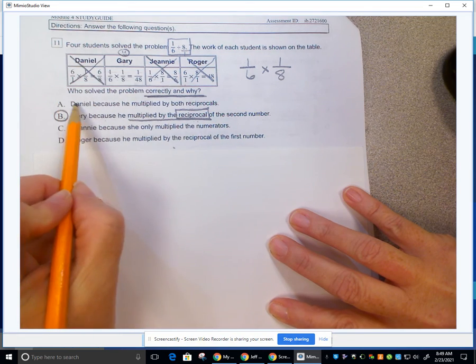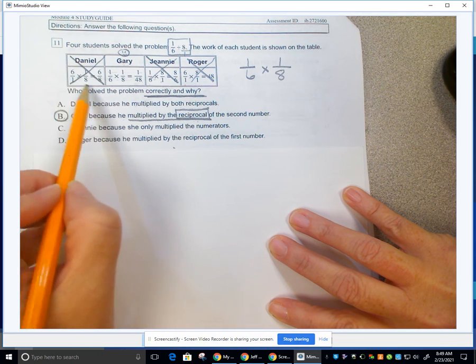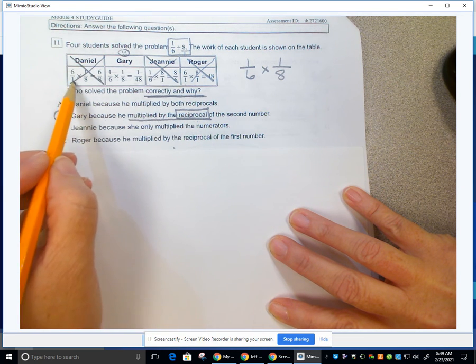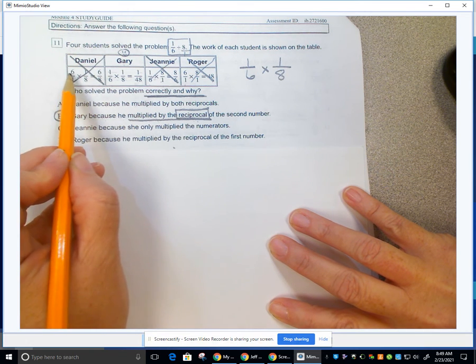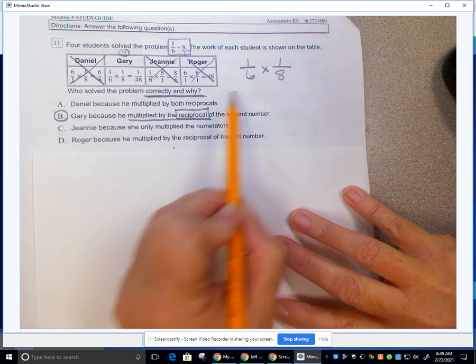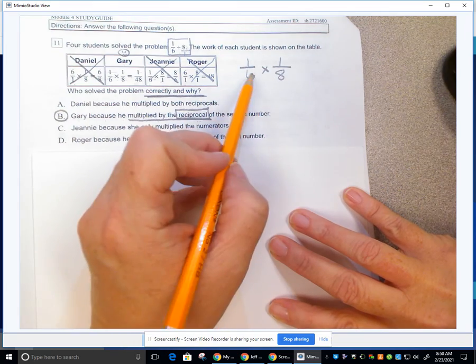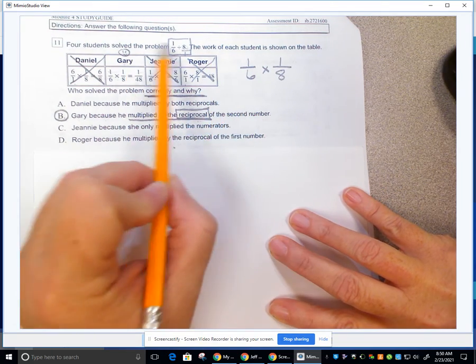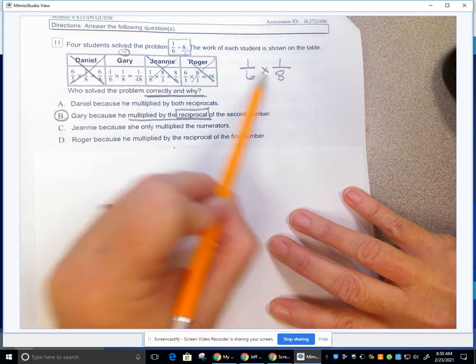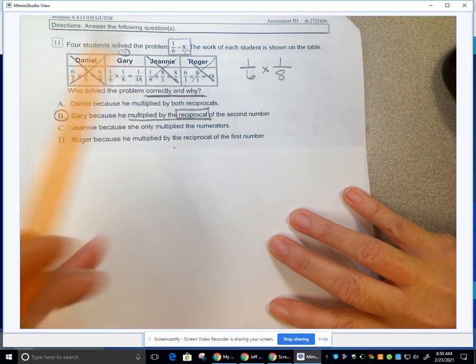See, Daniel, it said he multiplied by both reciprocals. Well, he really didn't. Yes, he did. That's right. He flipped both of them. You're only going to have one reciprocal. It's the second number, and that's the one you flip. So basically, how I would advise you to do this, you go ahead and set it up like you would solve it and see who matches yours.